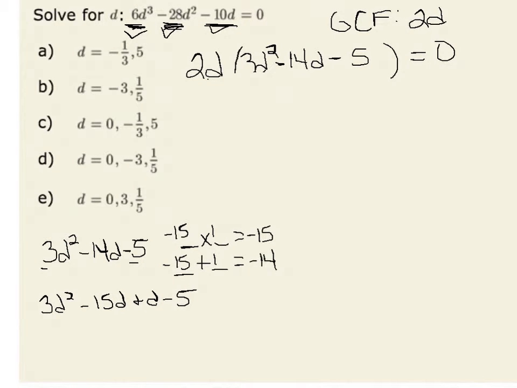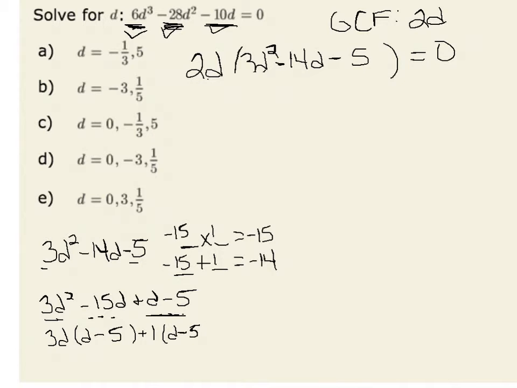In the factor by grouping method, I would group my first two terms together and my last two terms together. Looking at 3d squared minus 15d, I can see the greatest common factor is 3d. Factoring that out of the first two terms, I am left with d minus 5. I can see that my last two terms have a greatest common factor of 1. Therefore, in essence, I could factor out a 1 from d minus 5, and I'm left with d minus 5.